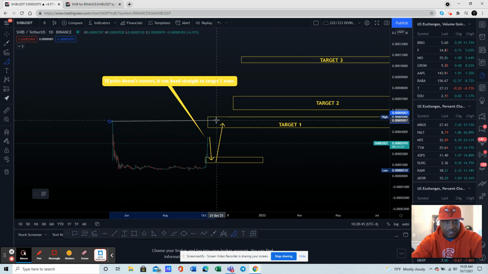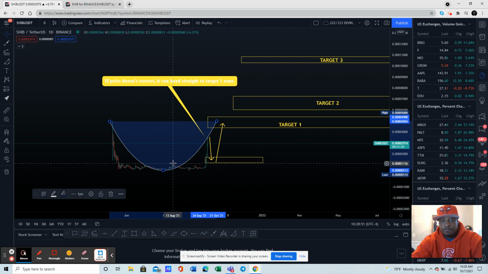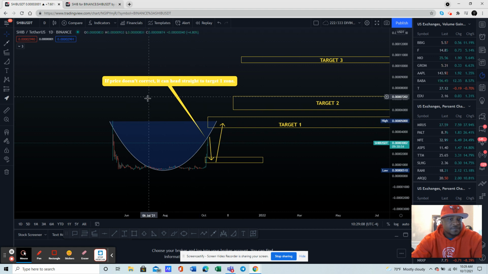This would be considered the brim, and this is the bottom of the cup. All right. There's two things that can happen. We could get up here to this target zone, and then we can have a pretty decent correction that'll create the handle on the cup. All right. Here's the other alternative.